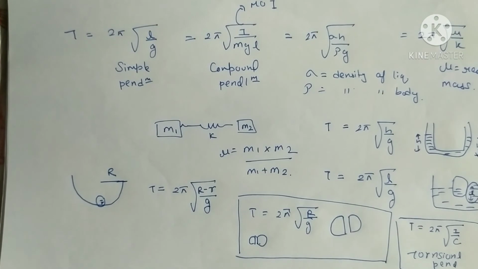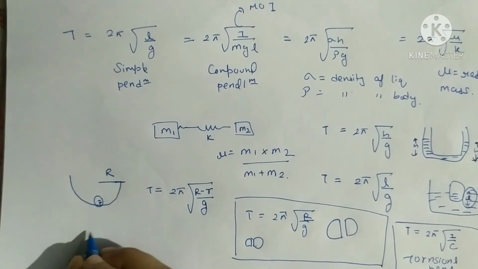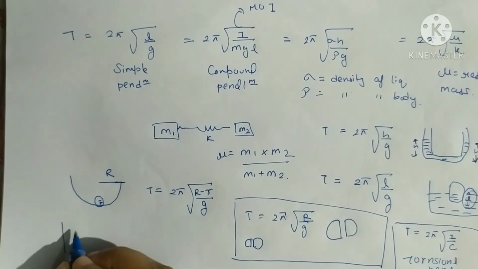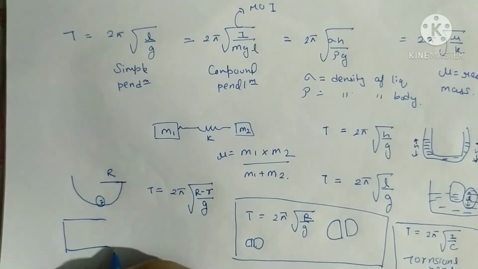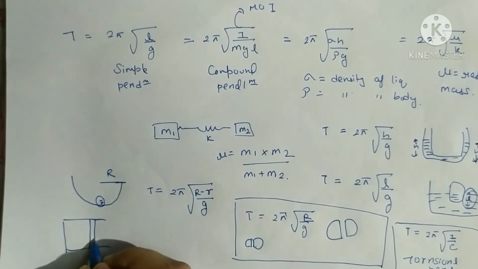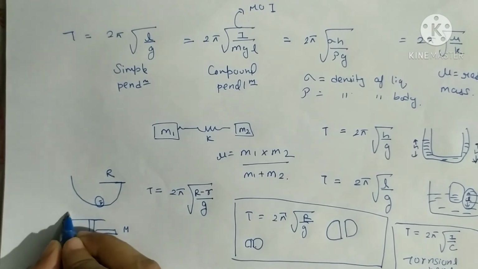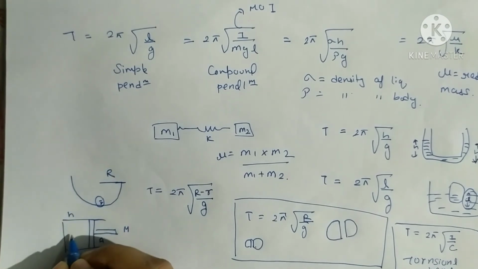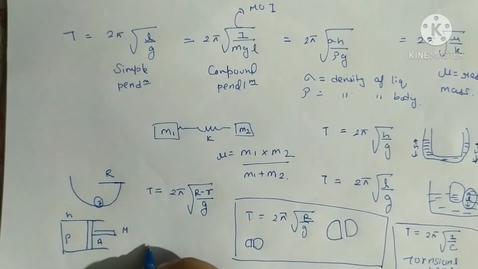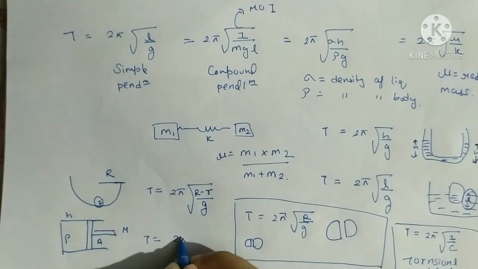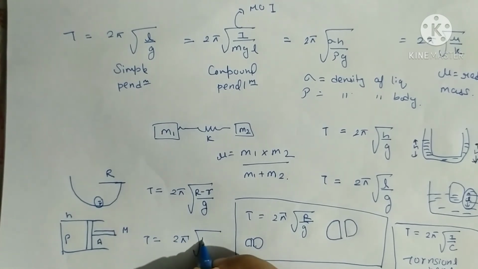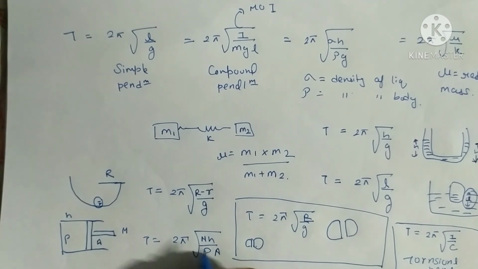Now the last formula of time period will be for a piston fitted cylinder. For example, this is a cylinder, or we can say any rectangular plate, and this is the piston. Piston is of mass m and area A. Here the height we will take as h and pressure will be P. Then T is equal to 2 pi under root mh upon P into A.